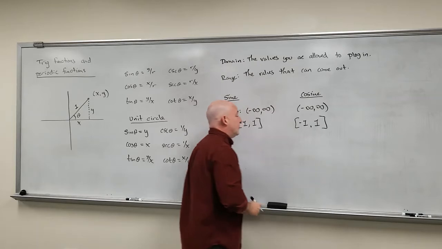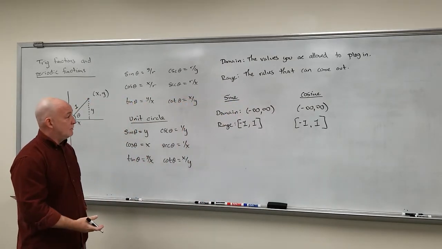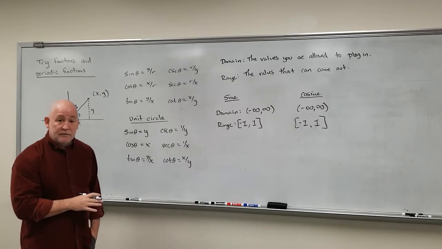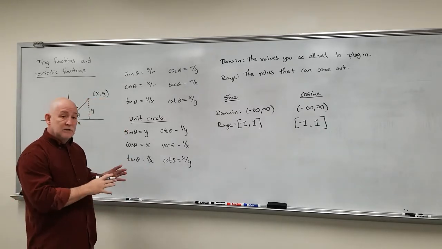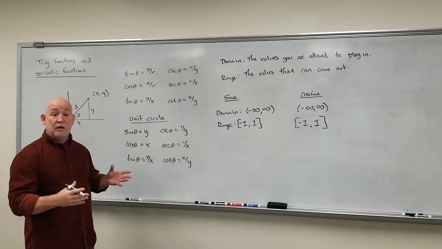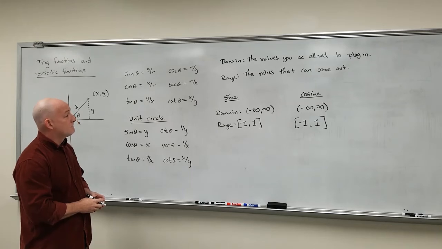All right, so if we notice, the domain and range for both sine and cosine are exactly the same. Now these are the only two we're going to talk about today as far as domain and range. The other ones get a little bit more tricky, and it's actually easier to get the idea of what their domain and range is from a picture. So we're going to take a look at that in a couple of lectures from now.